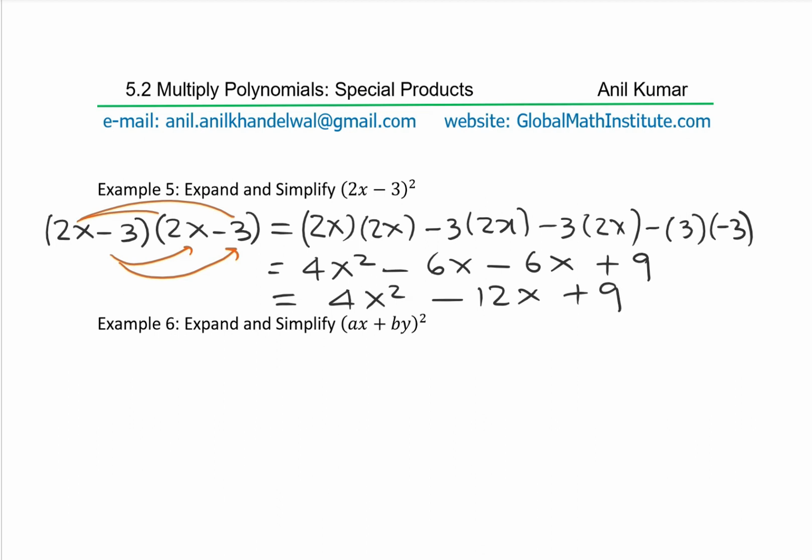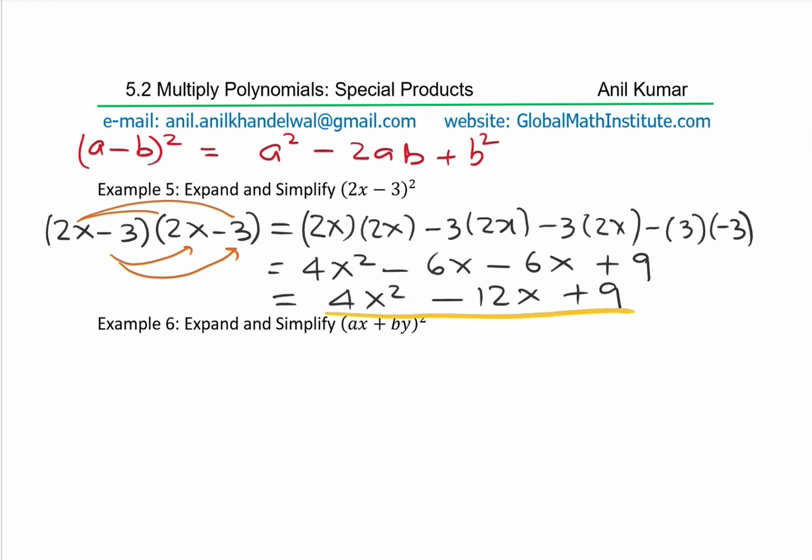Perfect. Now, I would like you to check this result with the formula we just learned. The formula was, if we have something like (a minus b) whole squared, it could be written as a squared minus 2ab plus b squared. So I would like you to verify this result using the above formula. Perfect. That is our answer.